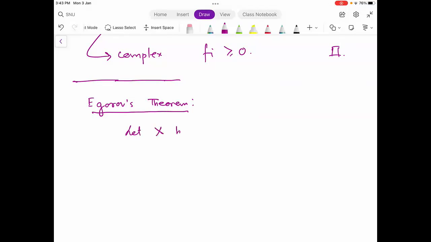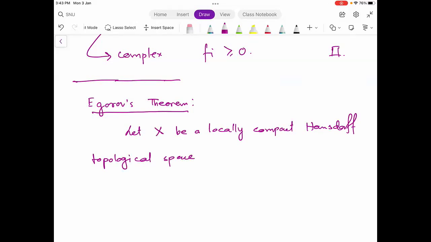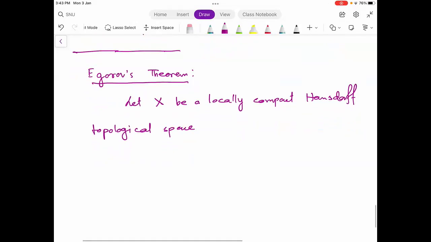Let X be a locally compact Hausdorff, I was using X for measure space, and it's the same, of course, locally compact Hausdorff topological space. If that sounds too difficult, just think of Rn. Good enough. In any case, these were first proved in R, then proved in Rn. Then people realized that you can generalize these to locally compact Hausdorff topological spaces.